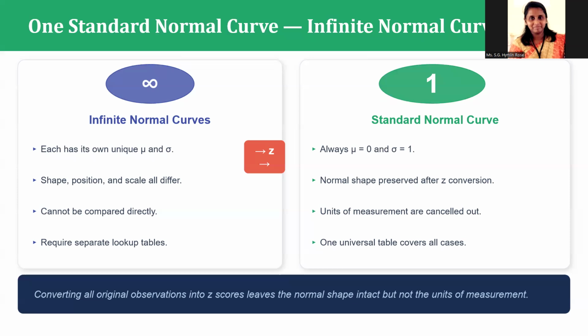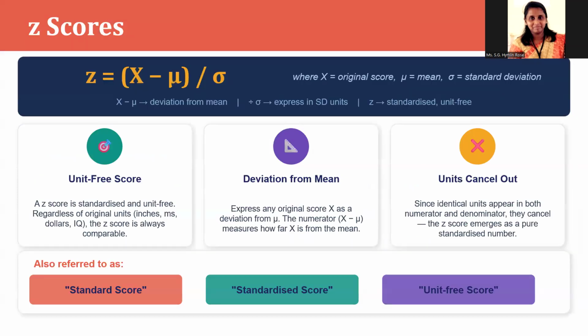Then the second category is the standard normal curve, mu 0, sigma 1. That is a set value. It is preserved after converting to Z score, and one universal table will cover all possible normal distributions. What does this Z conversion change and not change? Converting the original values to Z score preserves the normal shape of the distribution, the curve remains bell shaped. It changes the units, centers the distribution at 0 and standardizes the spread, the standard deviation becomes 1.